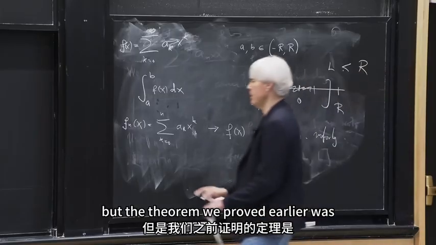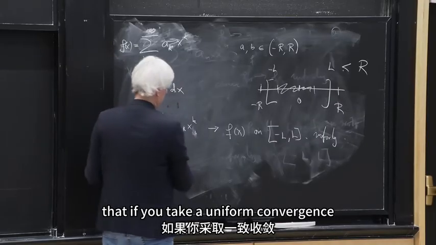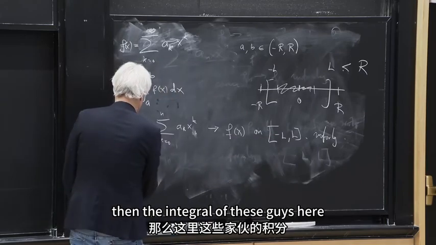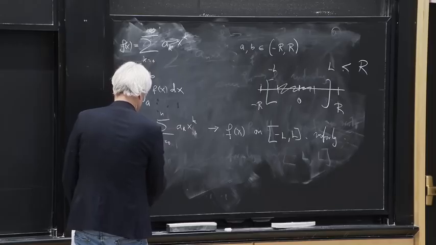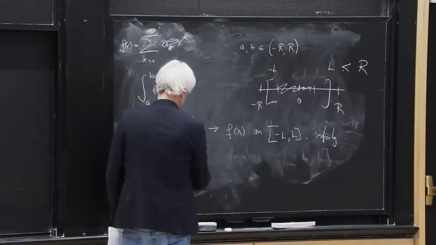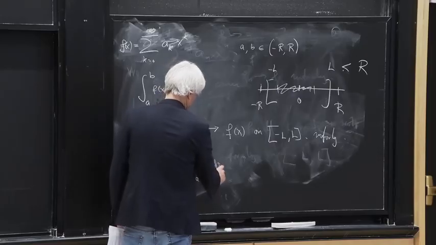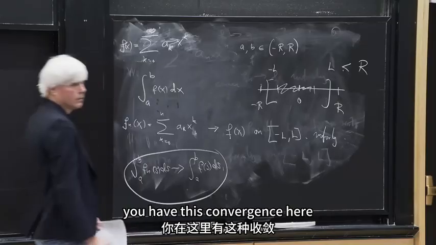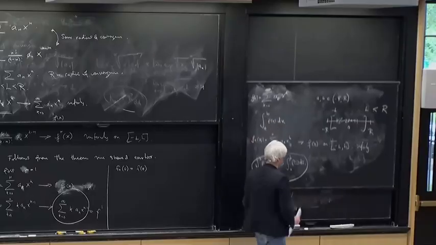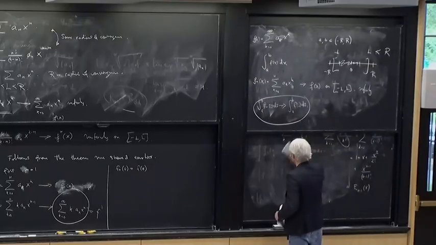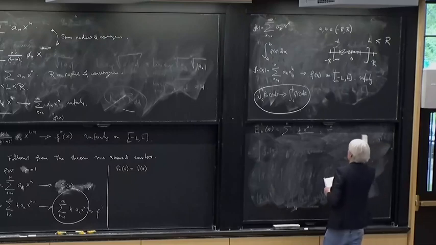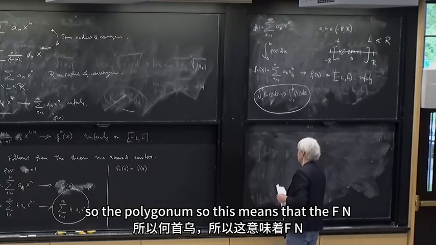But the theorem we proved earlier was that if you take a uniform convergence like this, and you take a and b in this interval, then the integrals of these guys converge to the integral like this, right? We have this convergence here. But these here are easy to integrate, right? These guys, because they're polynomials.